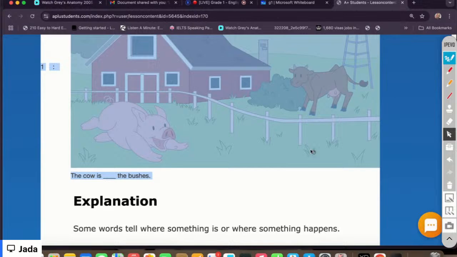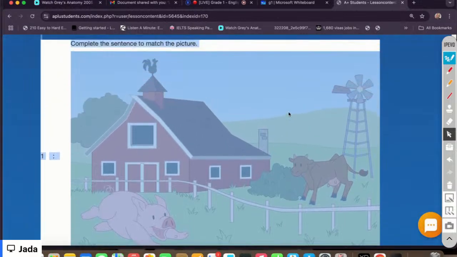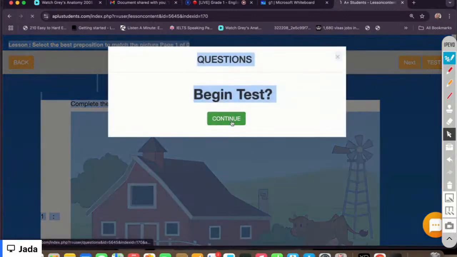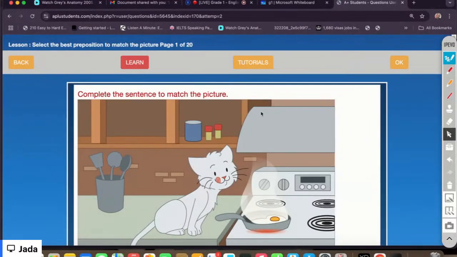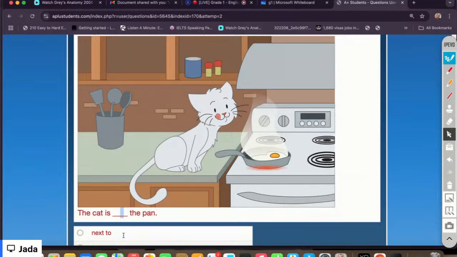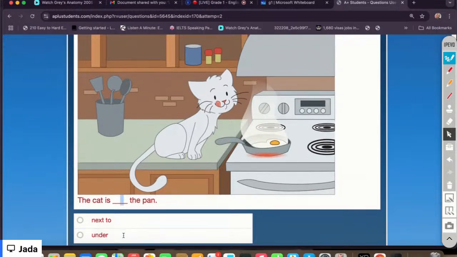Okay? So we will move on to the test, but I want you all to send in your answers, okay? So if you know the answer, you can say A or B, anyone, okay? So we have this picture now. It says, complete the sentence to match the picture. The cat is dash the pan. So is it next to or under? You can check and you can tell me your answers. What do you think?